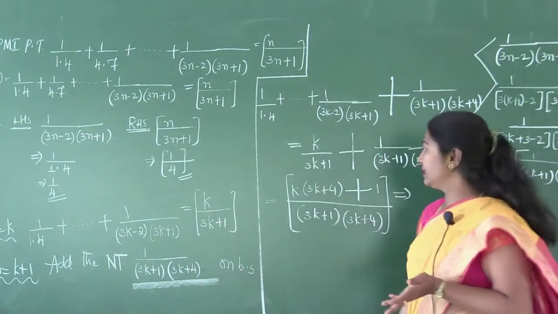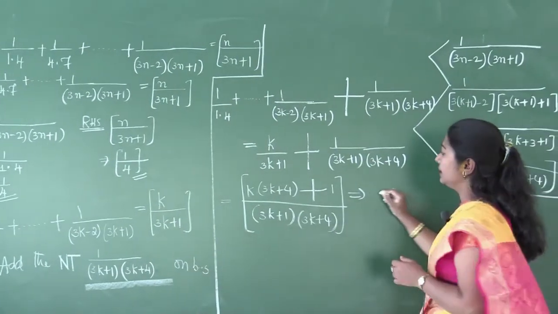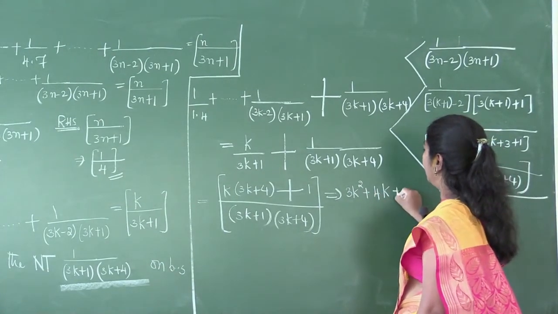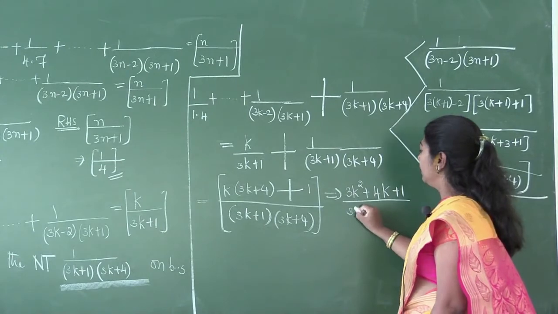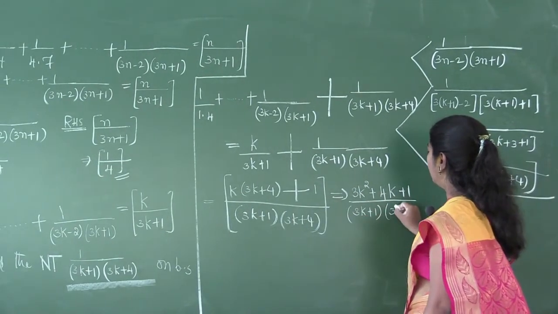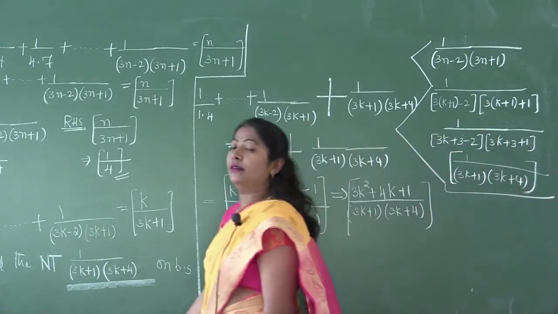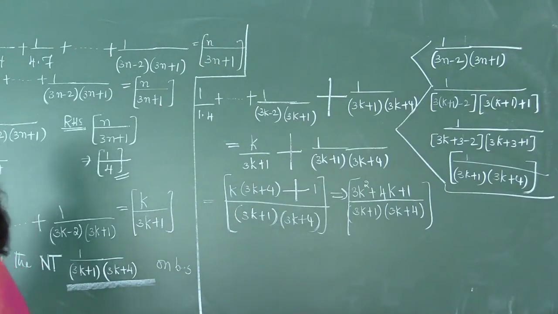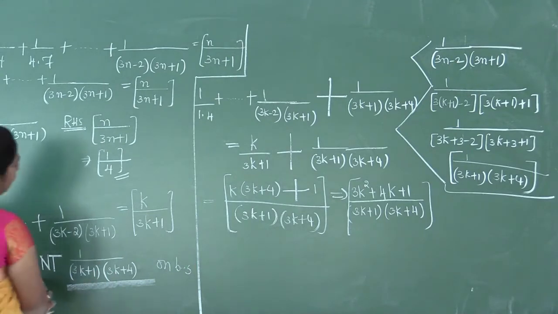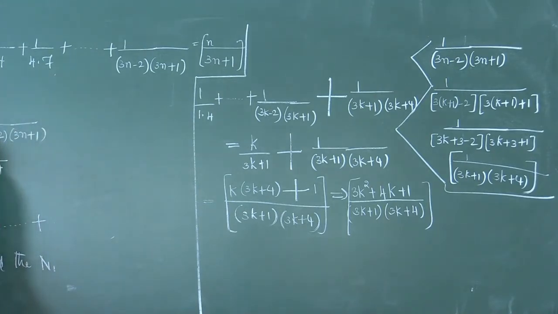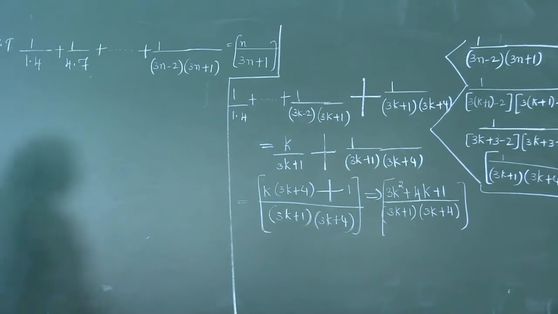So what is the further step here? That is (3k² + 4k + 1) upon (3k + 1)(3k + 4). Now, when you observe the numerator part here, the numerator has to be factorized. So, for me to factorize, I will consider the numerator part. What is there in the numerator here? 3k² + 4k + 1. Consider the numerator. The numerator is 3k² + 4k + 1.